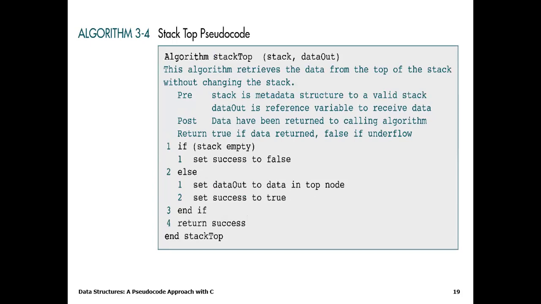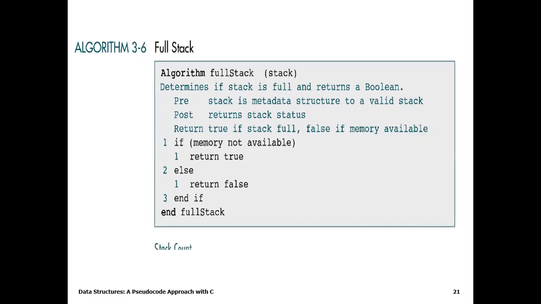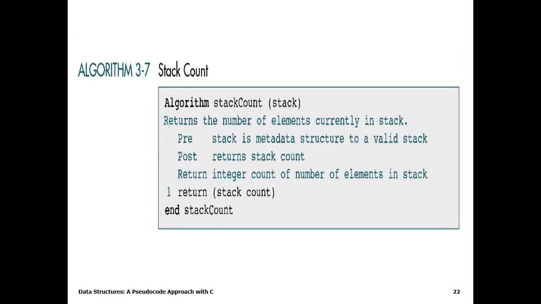Next, stack top function. It will return the topmost element in the stack. If the stack is empty, it will return false value. Otherwise, it will return the top data part value in the stack. Empty stack. If the stack count is 0, then there is no item in the stack. I mean, if it is an empty stack, it returns true. Otherwise, it returns false. Full stack. If you are sending a stack memory location, and if the memory is not available, it returns true, else it returns false.